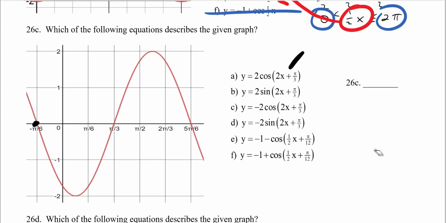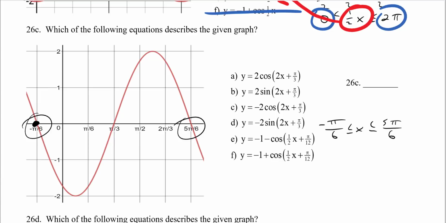So what I want to do is set up my compound inequality. I think it's between negative pi over 6 and 5 pi over 6, right? That's one period. Let's do that. Negative pi over 6. And you guys were really good at that when I showed you how to do this back in the day.